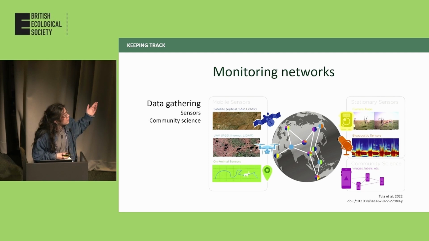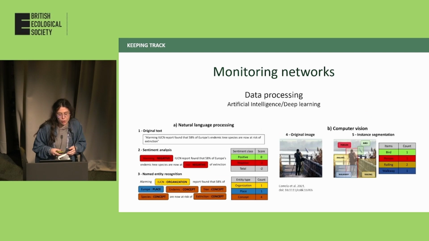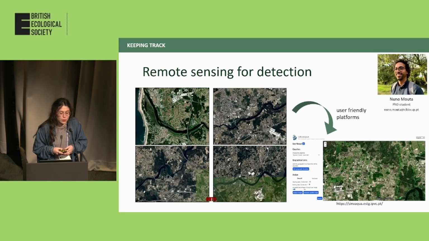Of course, as for keeping track of them, we are also in an age of opportunity. Data gathering is evolving through sensors, diverse sensors, and also community science, but also the data processing itself. We have more ability to do so with artificial intelligence, deep learning. And so, Nuno already talked to you about how we can use remote sensing for detection, and particularly the relevance of transferring these approaches to user-friendly platforms that are easy to use by decision makers.